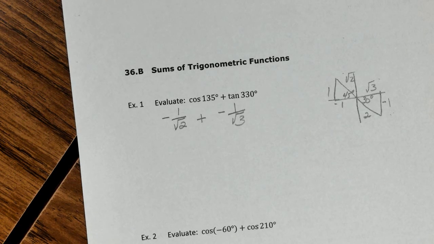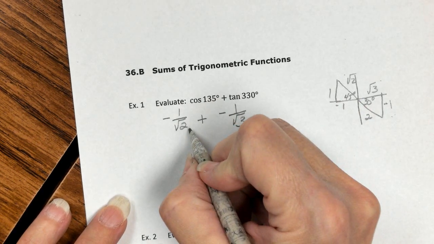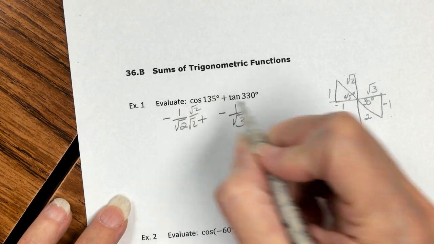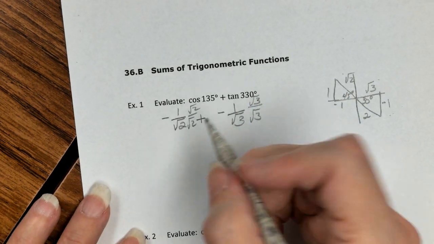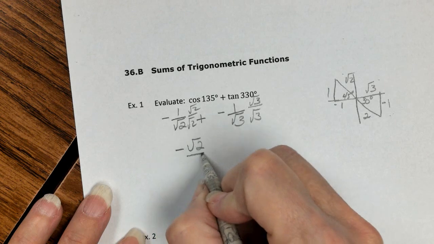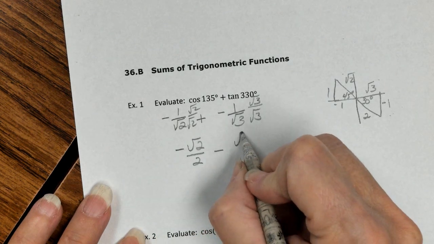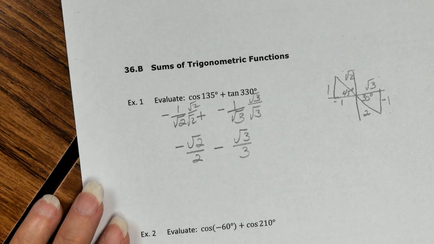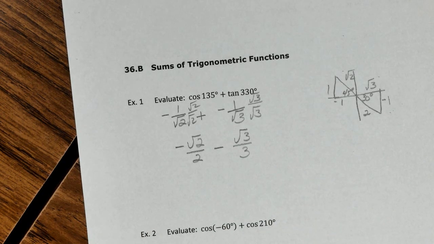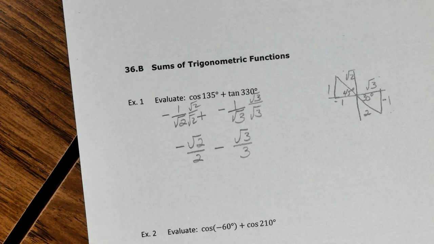I first need to rationalize the denominators. So let's multiply by root 2 over root 2 here. Negative root 2 over 2 minus root 3 over 3. Your book mentions that it's acceptable to have your answer like this, as long as we've gotten the square roots out of the denominators. However, for a little bit of other practice, we're going to go ahead and write this as one fraction.